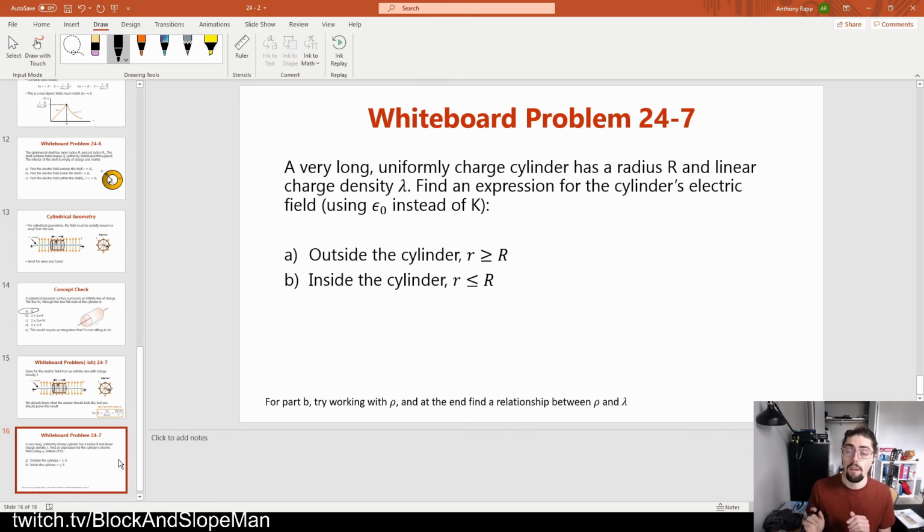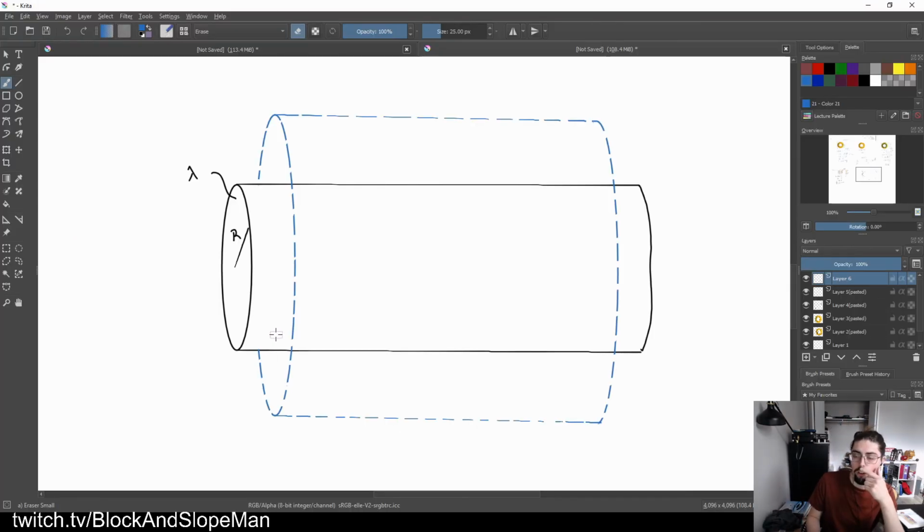That's fine. Find an expression for that cylinder's electric field outside the cylinder and inside the cylinder. You've got to be a little bit clever to figure out how to deal with the inside of the cylinder, but there's a hint here at the bottom. Okay, so let's go ahead and start taking a look at this thing.